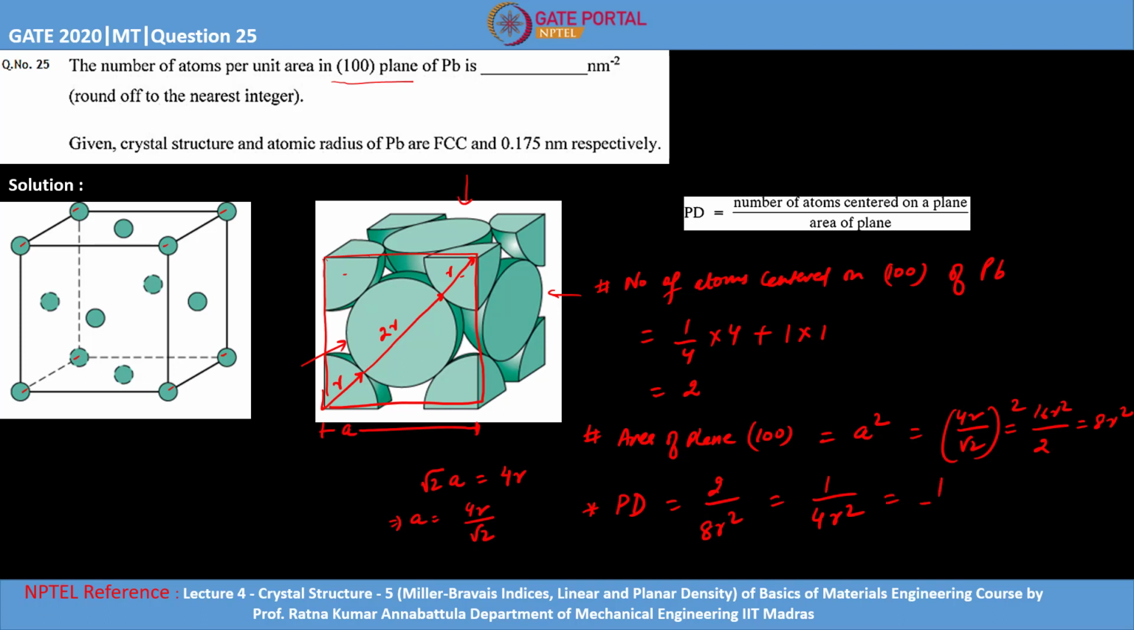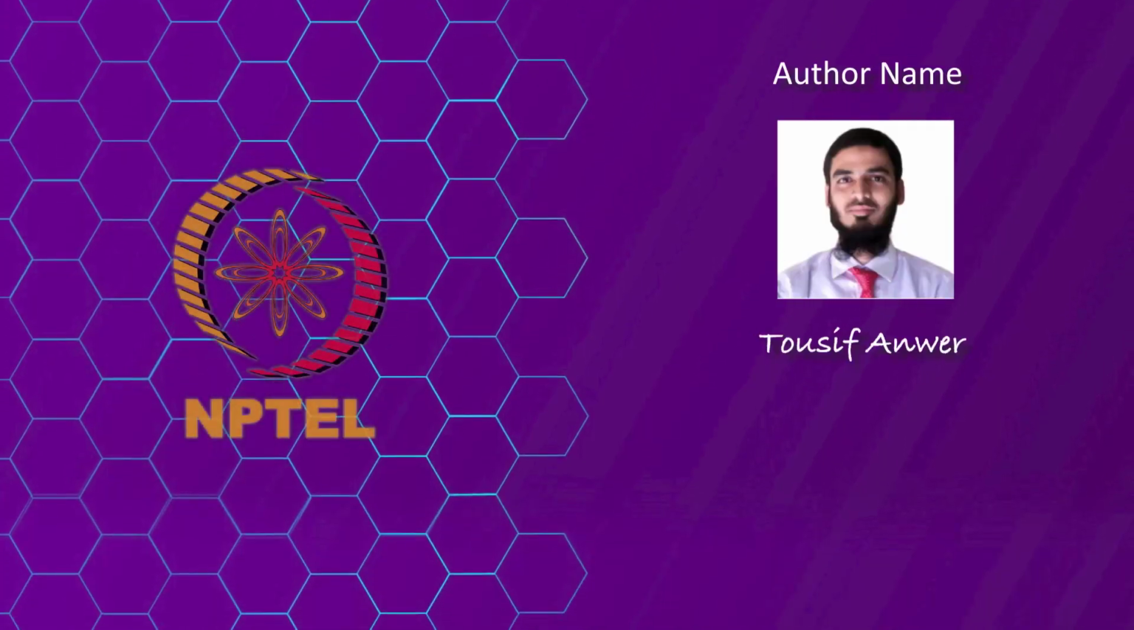So we'll put the value of R. The R value is given as 0.175 nanometer, whole square. If you solve this, we will get the planar density, or the number of atoms per unit area on 100 plane of lead, equal to 8.16 nanometer to the power minus 2. So the correct answer is 8.16. Right. Thank you.